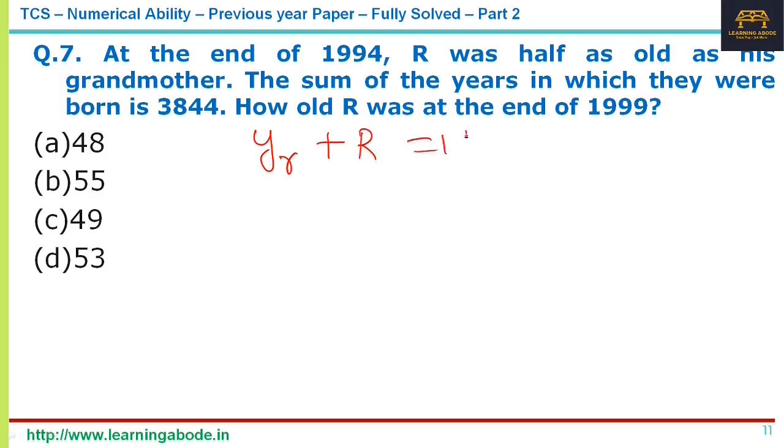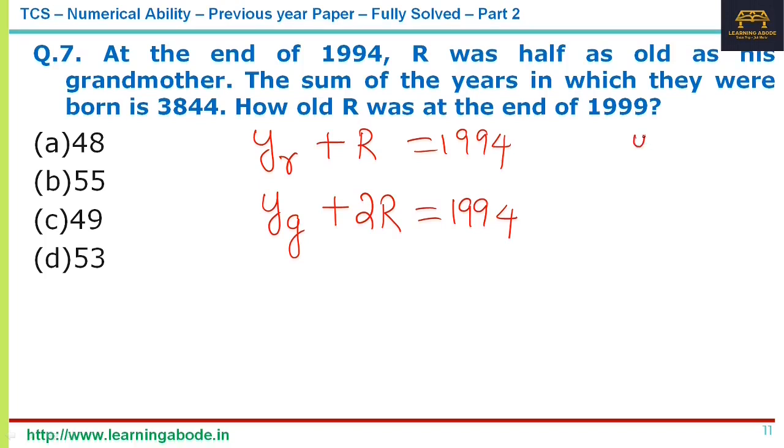Now that's equal to 1994. Now the year in which the grandmother was born, let me take it as YG plus twice R, because if R is half of the grandmother, it means the grandmother is twice R. That is also at the same 1994, the grandmother is twice. So whatever the year of birth of the grandmother is, that's okay. And so these two equations, let them be there.